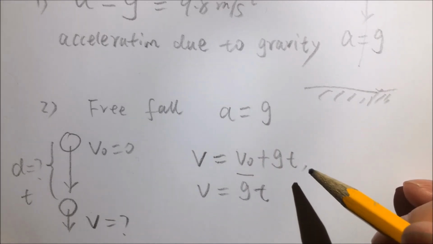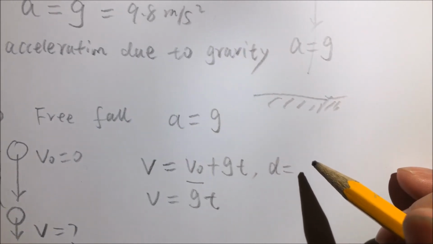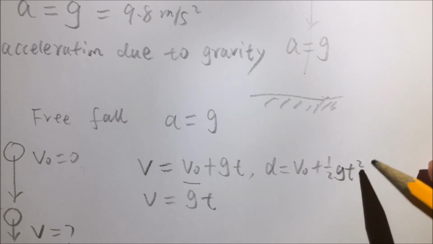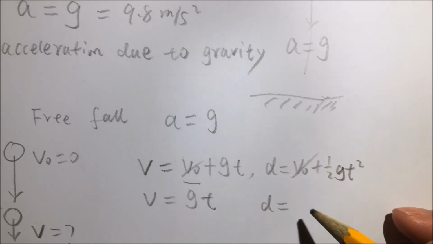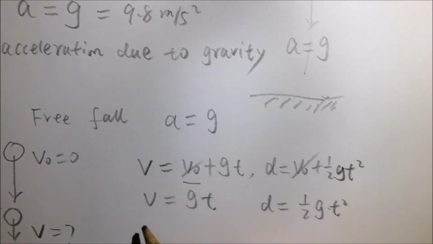And then you apply the same for the distance. The distance equals v0t plus 1/2 gt squared, and with v0 being 0, you get the distance equal to 1/2 gt squared. So those are the two equations for free fall.